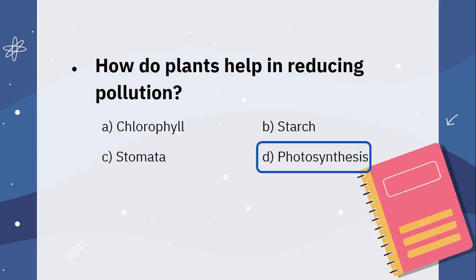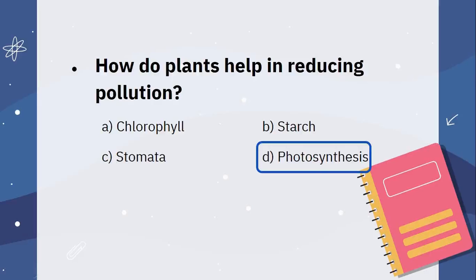Plants take in carbon dioxide during photosynthesis and help to reduce its level in the air. During photosynthesis, plants help in reducing pollution by absorbing carbon dioxide.